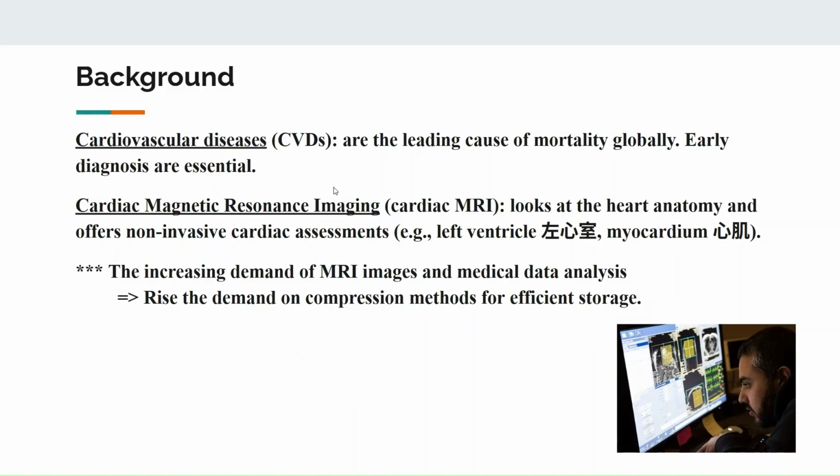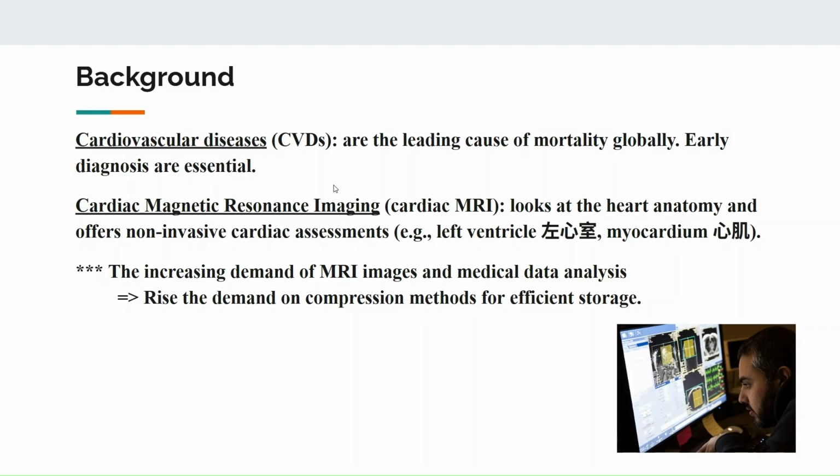Cardiovascular diseases, or CVDs, are the leading cause of death worldwide, which makes early diagnosis incredibly important. Cardiac MRI is a key tool for this. It offers a non-invasive way to examine heart anatomy, focusing on structures like the left ventricle, which is LV, and myocardium, which is called MYO.